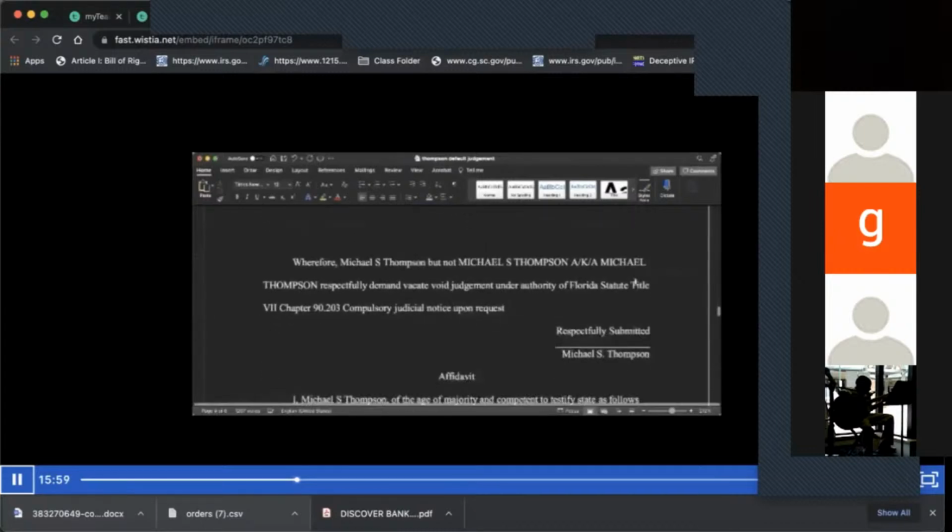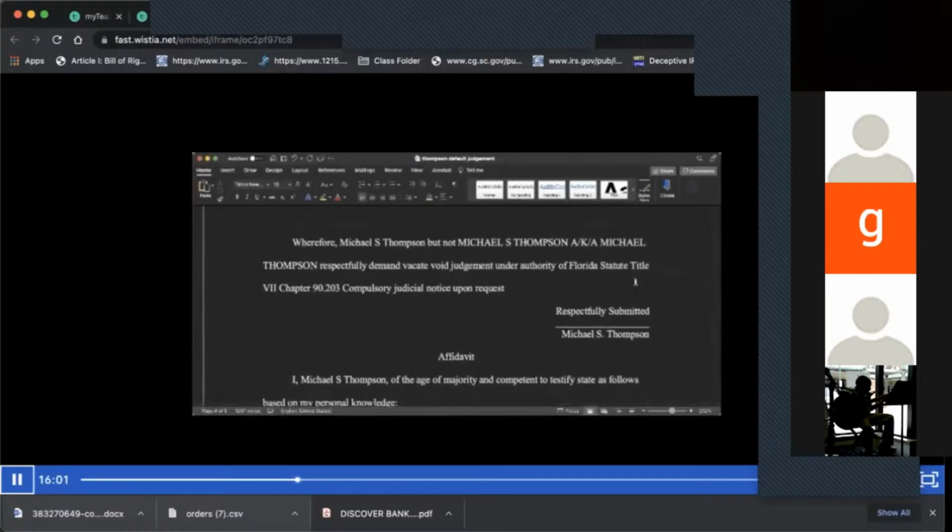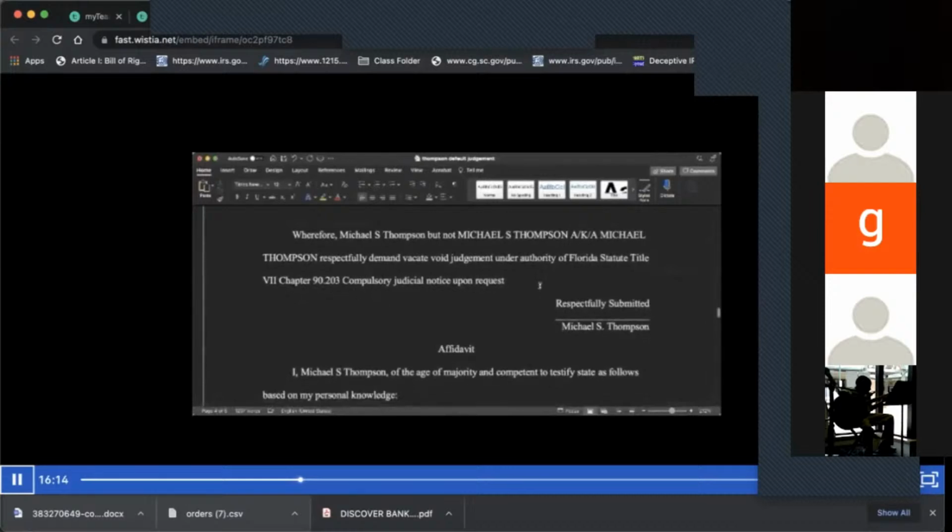Demand. Wherefore, Michael S. Thompson, but not Michael S. Thompson, aka Michael Thompson, respectfully demand to vacate the void judgment under authority of Florida statute title 7, chapter 90.203, compulsory judicial notice upon request.